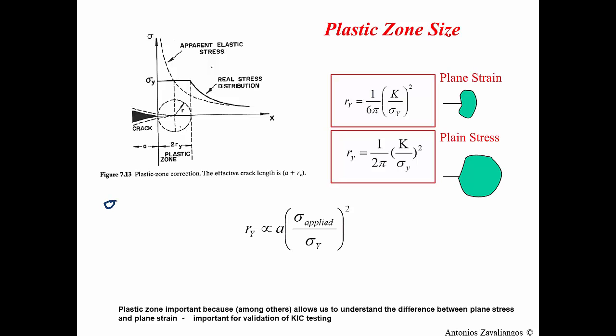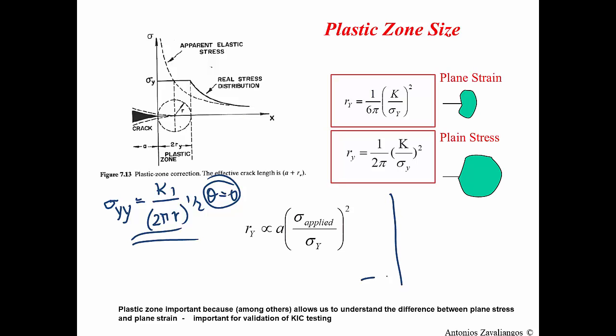And if you are careful and you substitute theta equals 0 in sigma theta theta, you will see that actually the vertical stress along the x-axis when theta is 0 is of this form. So essentially it is a function like this, and you can see that it tends to infinity as r goes to 0 or x goes to 0.